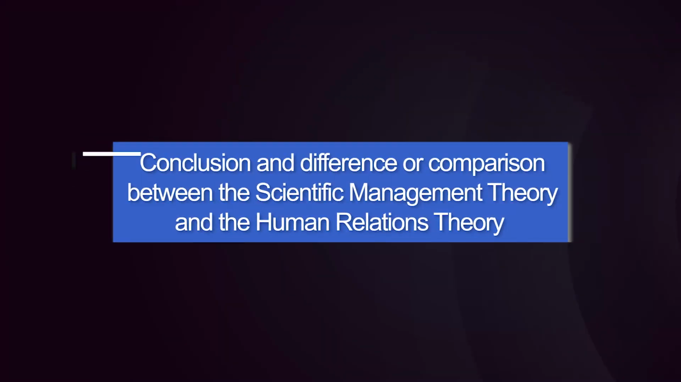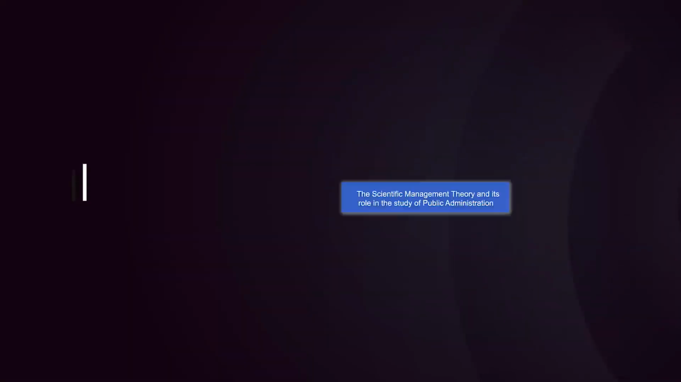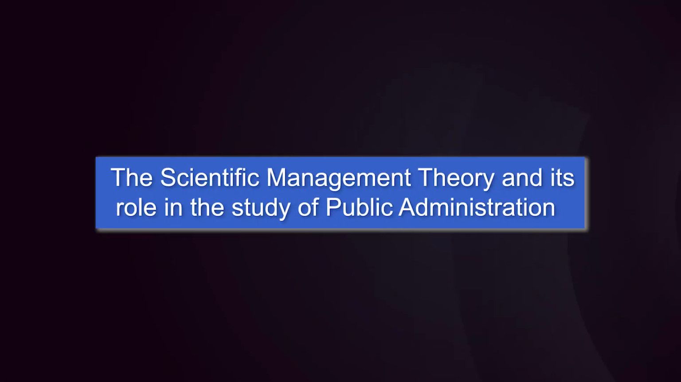And sixth, we will discuss the conclusion and a difference or comparison between the scientific management theory and human relations theory. At last, we will critically evaluate the scientific management theory and its role in the study of public administration. Let's start with the background in which the scientific management theory was developed.